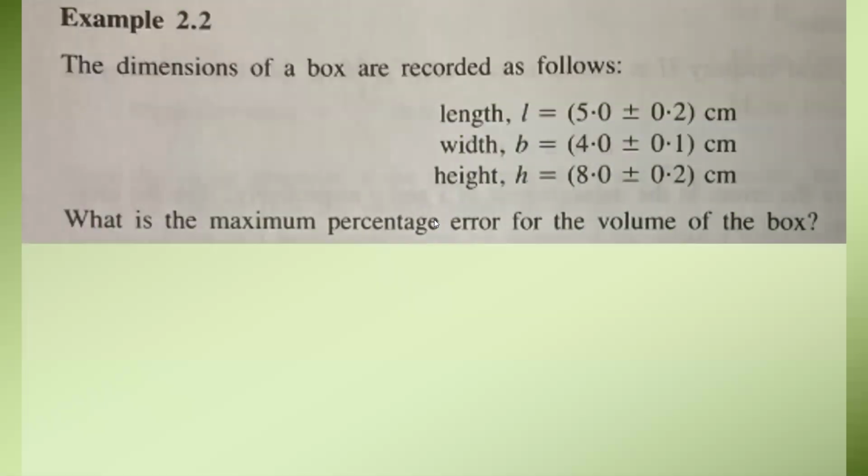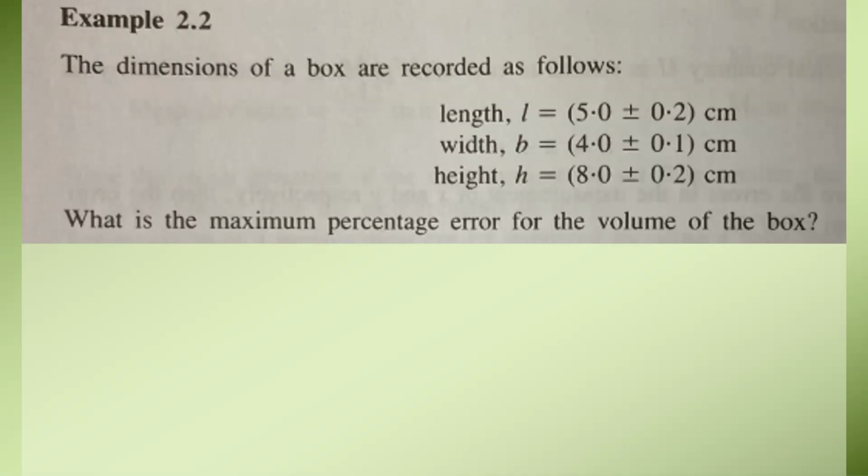Another example about the uncertainties and the percentage uncertainty. The dimensions of a box are recorded as follows. The length is measured as 5 with an uncertainty of 0.2. Then we measure the width with an uncertainty of... 4. Sorry, 4 is a measured value, the uncertainty is 0.1.